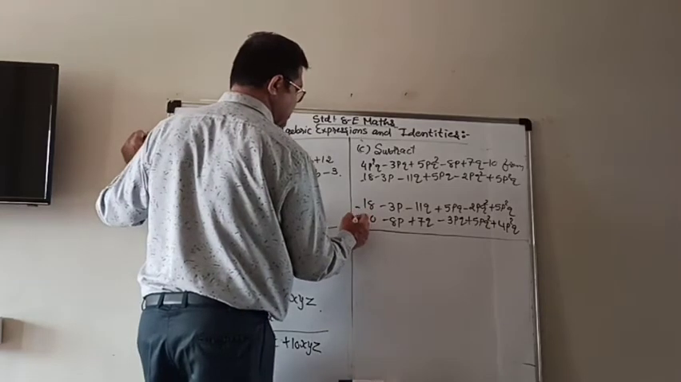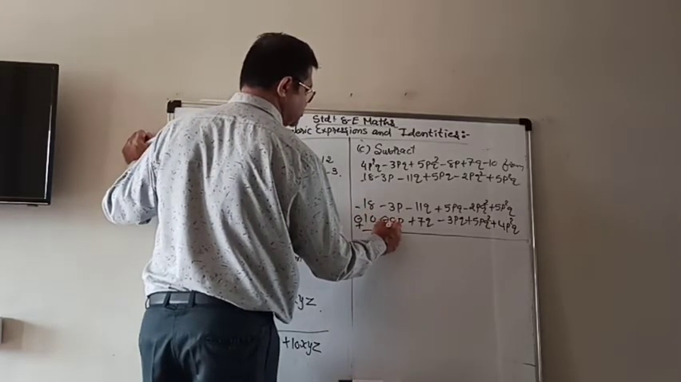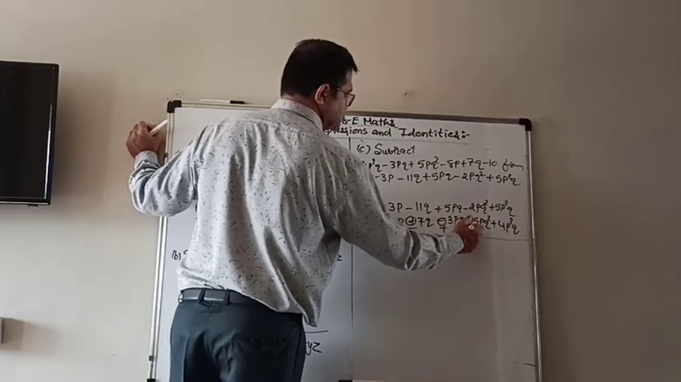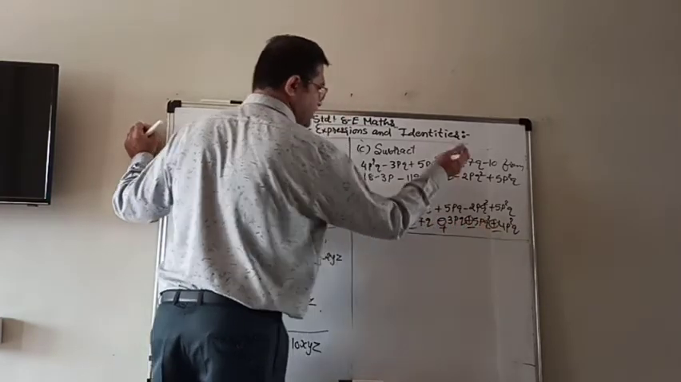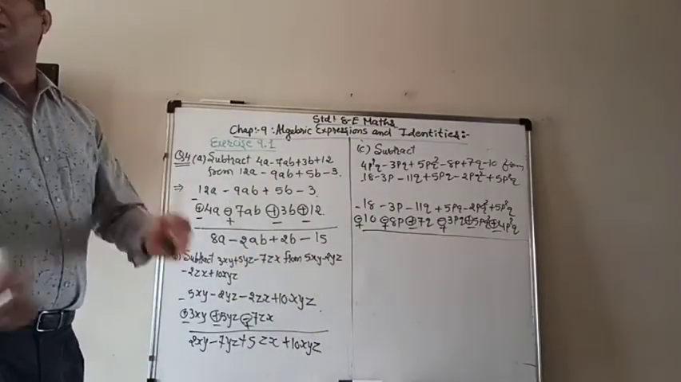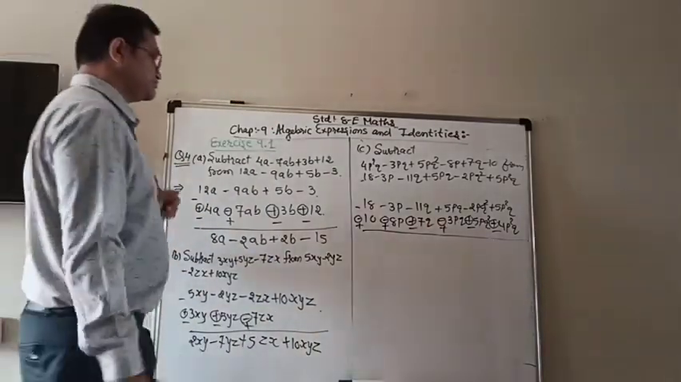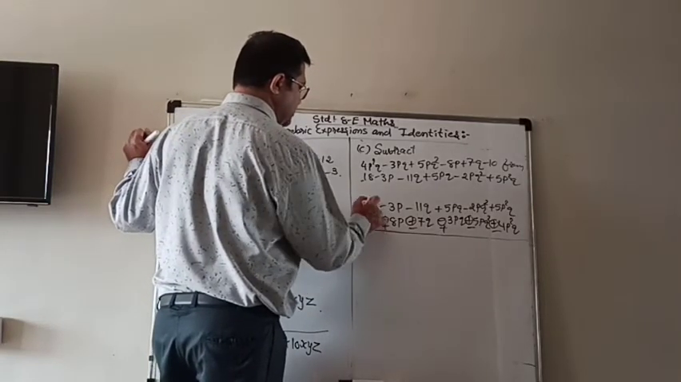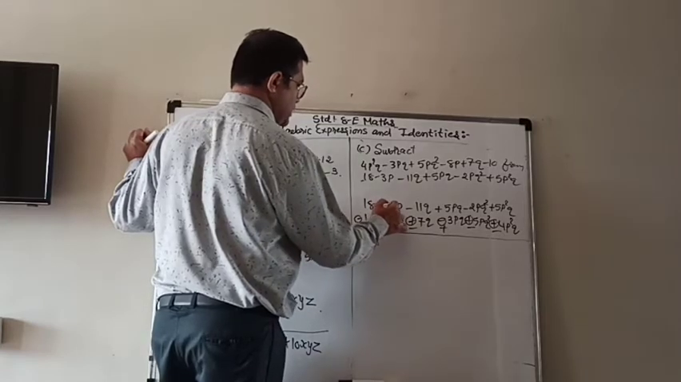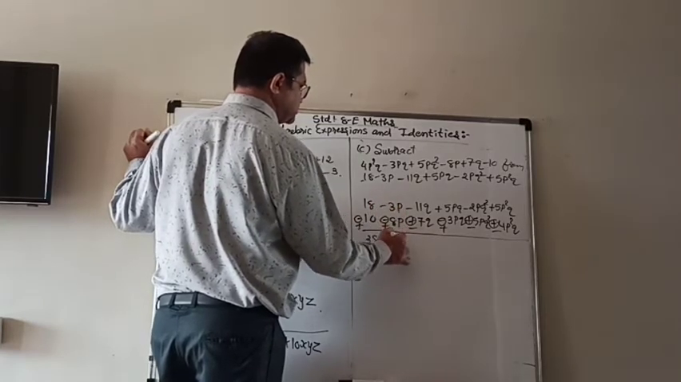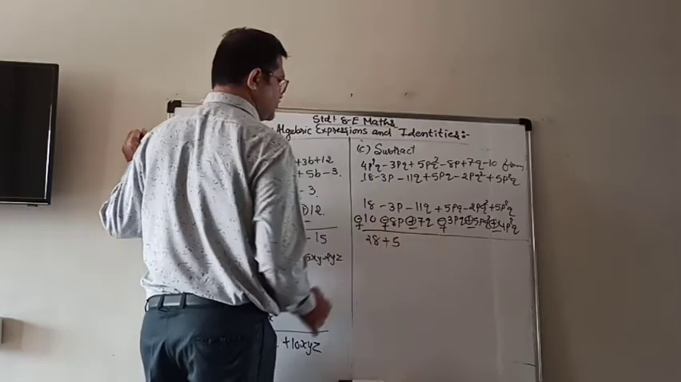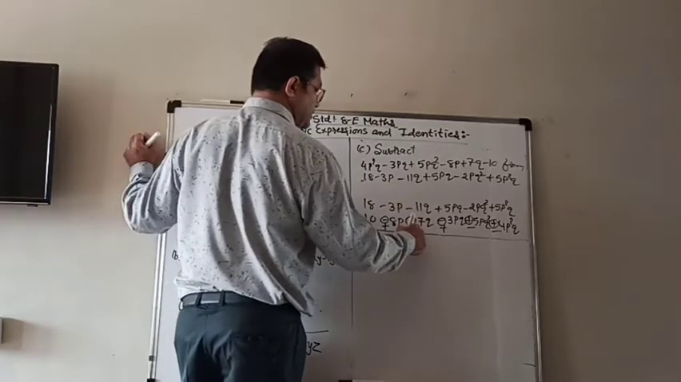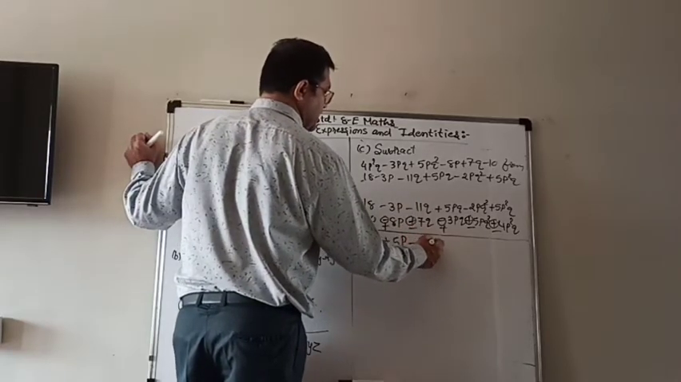Now subtraction, so sign change: minus will be plus, minus will be plus, plus will be minus, minus will be plus, plus will be minus. If you forget to change the sign, the whole answer will have wrong signs. Now minus 18 plus 10, that is 28. Minus 3 plus 8, 8 minus 3 is 5 and the greater number is 5, so 5p. Minus 11 minus 7, so minus 18q.